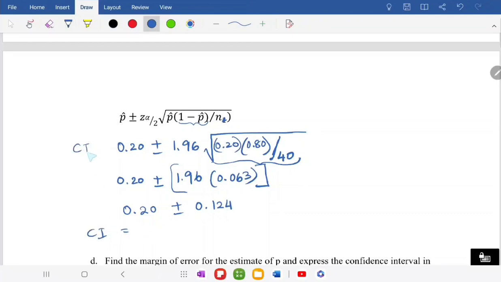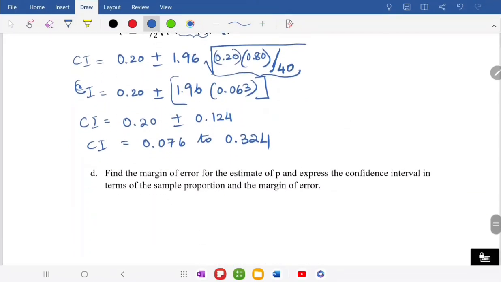So here all the way we are finding our confidence interval. Our confidence interval is going to be 0.076 to 0.324. So that's our confidence interval. If you translate this into percentage, it's going to be 7.6% to 32.4%, but leave it in proportion form unless they specifically ask you to write it in percentage form. All right, so this is how you find your confidence interval.